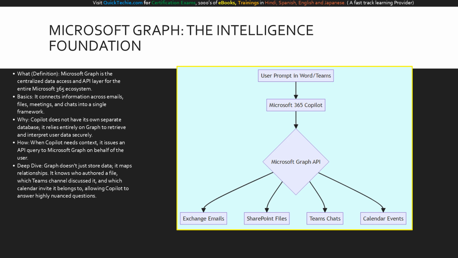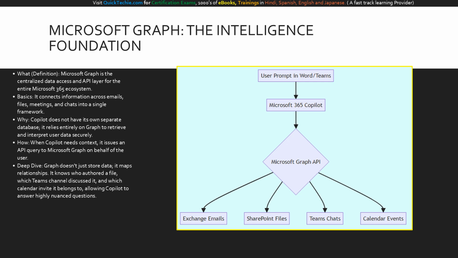Microsoft Graph acts as the unified data access layer, connecting your emails, your SharePoint sites, your Teams chats, and your calendar events. When a user asks Copilot a question, Copilot queries Graph to find the answer. Because Graph maps the actual relationships between people, files, and activities, it provides Copilot with the rich, interconnected context needed to generate intelligent, business-ready responses.